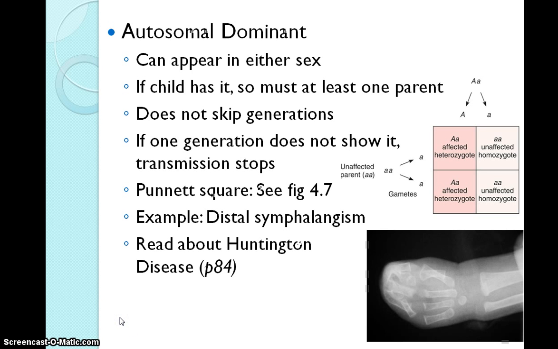Another example of autosomal dominant traits would be Huntington disease, and your book does a great job describing that, so be sure to read all about Huntington disease on page 84 of your text. Again, autosomal dominant traits do not skip generations. That's the key sign of autosomal dominant.